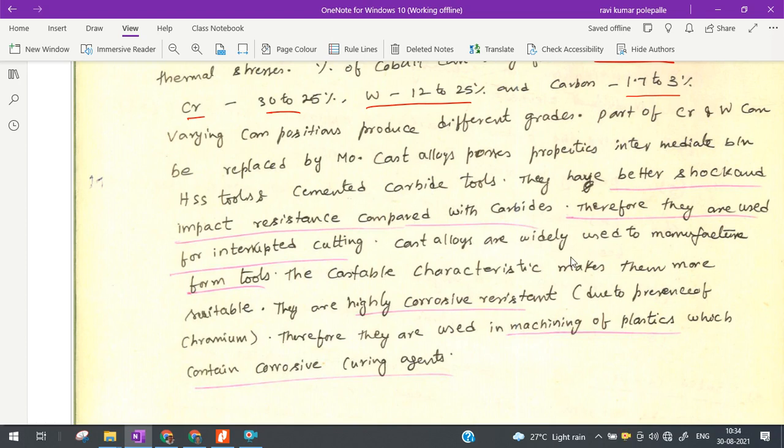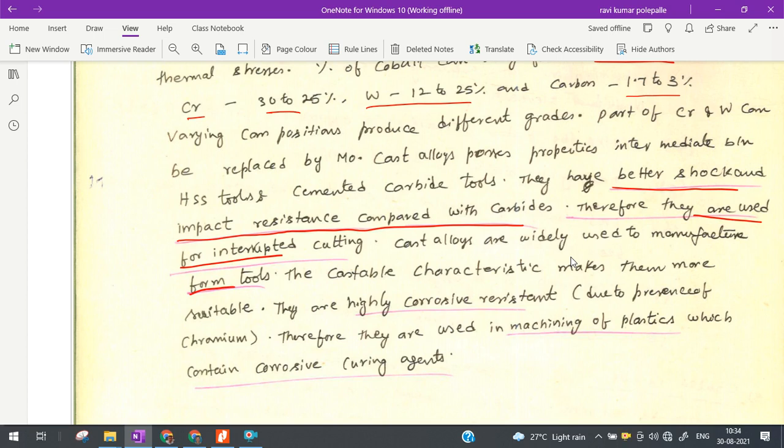However, we have to appreciate that these are tool materials which have better shock resistance and impact resistance compared to the carbides, which we shall study later. So they are used in cases where there is interrupted cutting. Therefore these cast alloys are used in the manufacture of farm tools. So the castable characteristics make them very suitable.